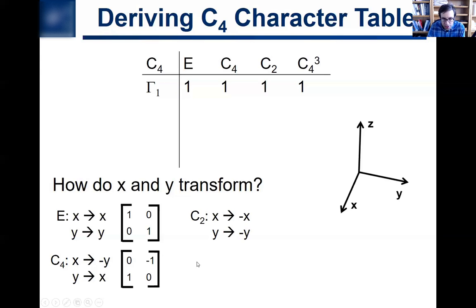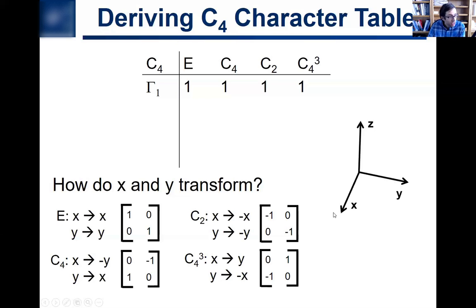And you can do this for C2. It's 180 degrees. x is going to go into -x, y is going to go to -y, and so you're going to get that matrix. And you can again do this for C4^-1, or C4^3. x is going to go all the way to -y, and y is going to go 270 degrees all the way to x. And you're going to get that 2x2 matrix.